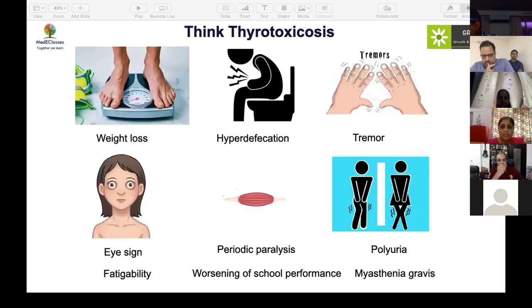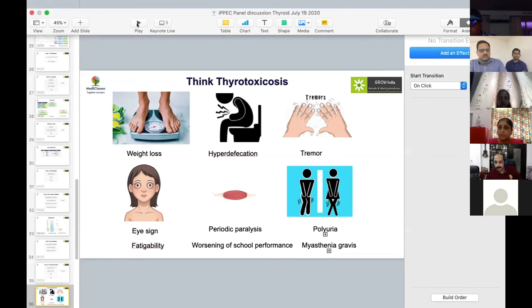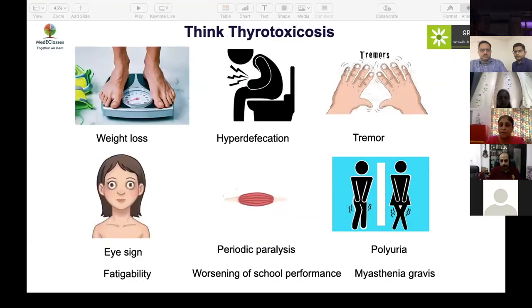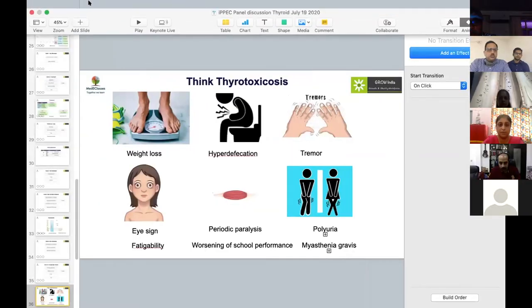A 12-year-old girl who has symptoms suggestive of hyperthyroidism, and the laboratory parameters also suggest the same. So you should always think of thyrotoxicosis in a child who presents with clinical features of increased sympathetic activity like tremors, weight loss, hyperdefecation. Though eye signs and dermopathy are not very commonly seen in the pediatric age group, think of a hyperfunctioning thyroid in these situations, and then start investigating and treating the child along these lines.